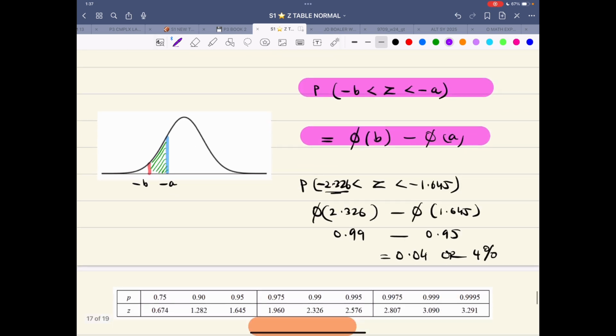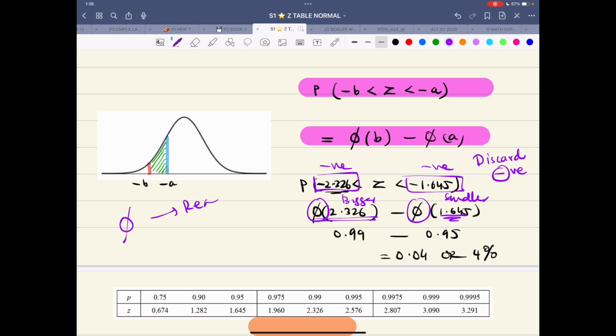So now these two values were negative. This is negative. This is negative. Discard, remove negative signs. Once discarded, this is bigger. Read the probability for the bigger. This is smaller. Read the probability for the smaller. This means read probability. That is what it's asking you to do. Definitely a bigger z value will give me a bigger probability. So a big will give me big. A small z value will give me a small probability. Just do the subtraction. Of course, the final answer cannot be negative. It is a probability. So just do the subtraction.